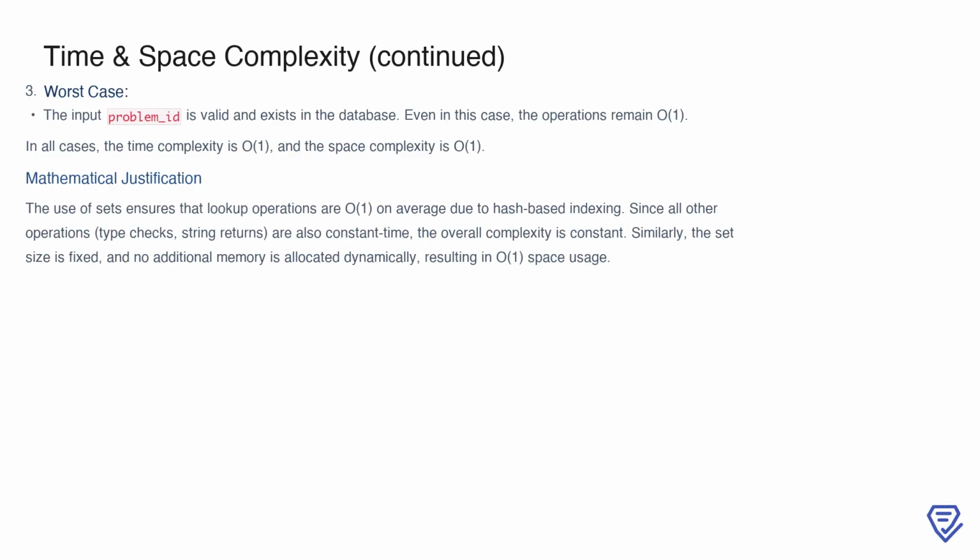To mathematically justify this, we note that the use of sets guarantees O(1) average case lookup times due to hash-based indexing. Additionally, all other operations, such as type checks and string manipulation, are also constant time. On the space complexity side, the predefined set has a fixed size, and no dynamic memory allocation occurs during the function's execution. Thus, the overall space complexity remains O(1). This makes the solution not only efficient but also highly scalable for scenarios with constant-size datasets.